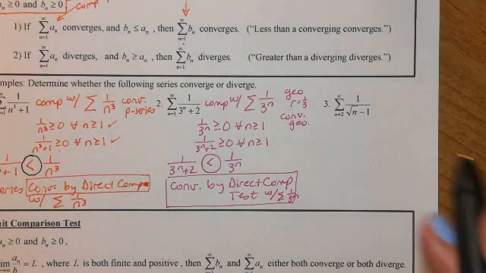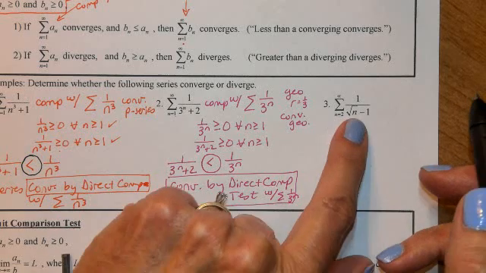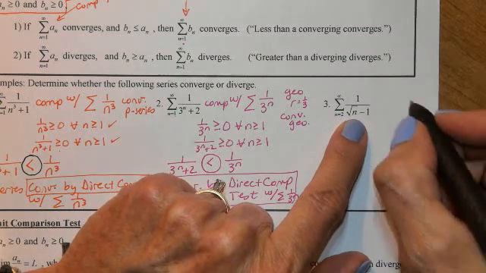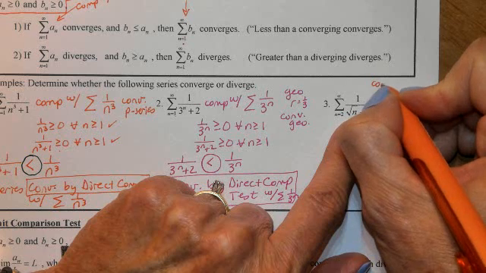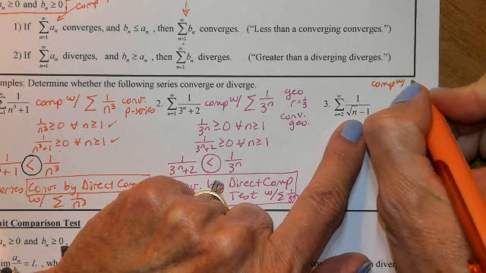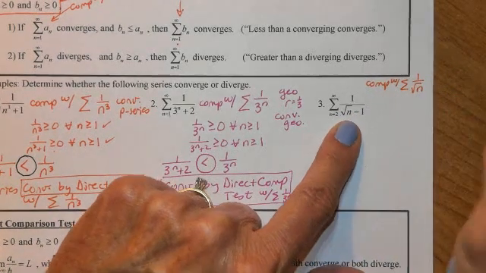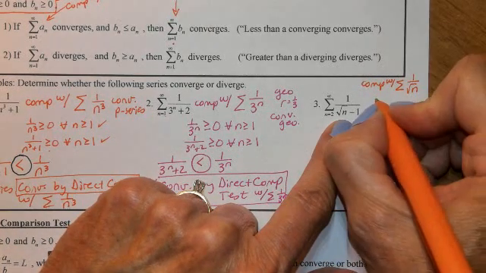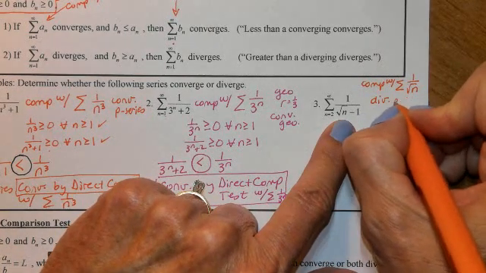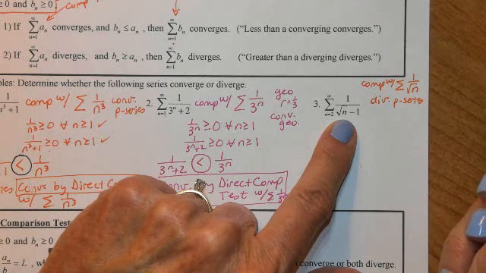Okay, we're going to try to squeeze in number 3 over here. I didn't give us much room, so I'm going to come up and use some of this space up here. All right, so what are we comparing it with? Let's compare with 1 over square root of n. This is a p series. P is a half, so this is a diverging p series. P is less than 1.